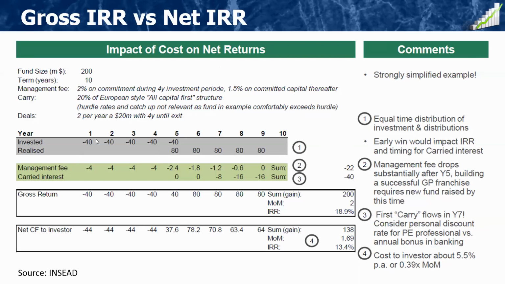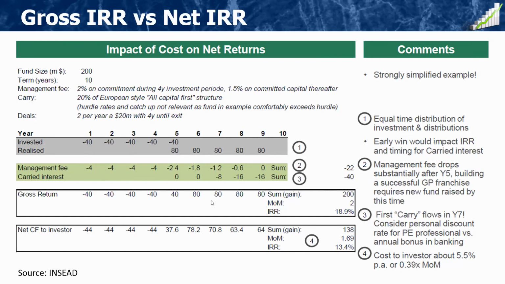And simplifying the situation, we see that on a gross level, we invested in 5 companies, equally. Then in 5 years, we realized each of them with multiple 2. It's a simplified example, but still, you now see at the bottom that there is a management fee and there is a carried interest amount.